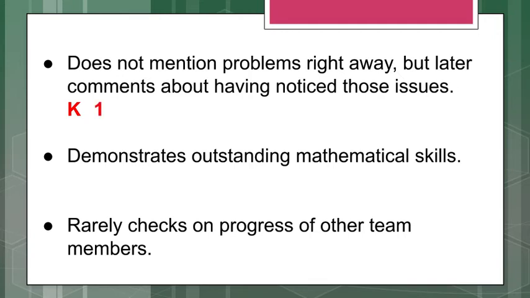Behavior 5 demonstrates outstanding mathematics skills. The dimension for this behavior is also having relevant knowledge, skills, and abilities, and it is an indicator of high performance in this dimension. The next behavior rarely checks on progress of other team members. The dimension that we are talking about here is keeping the team on track, and reflects low performance.